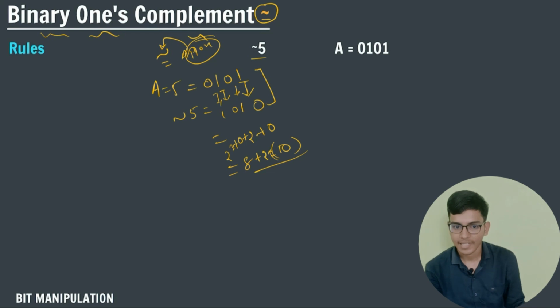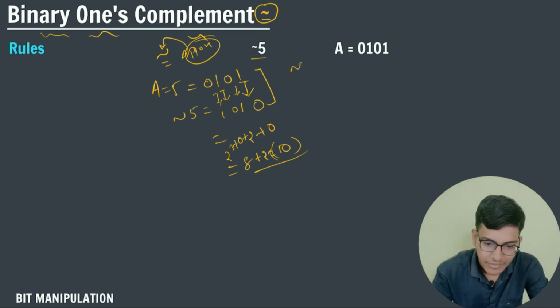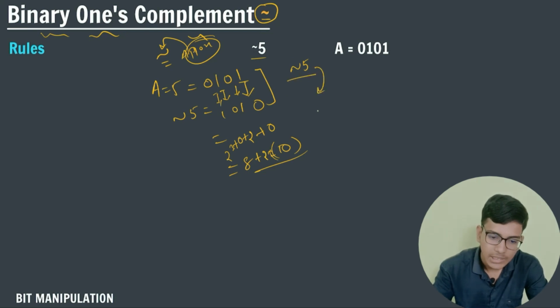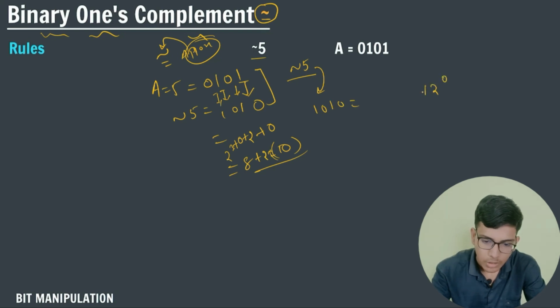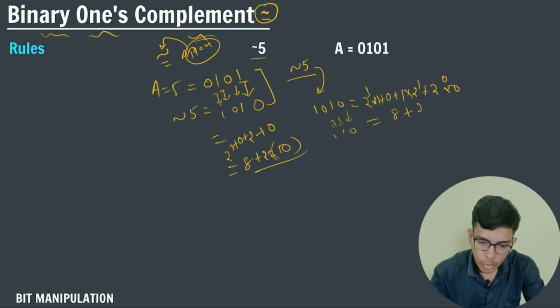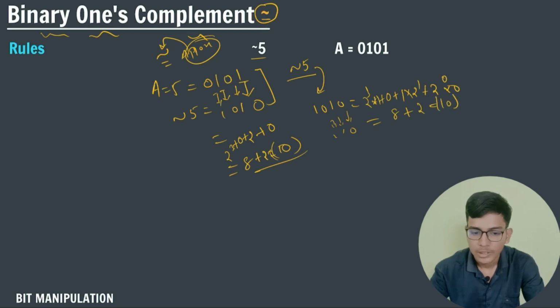Now I want to tell you one thing. We already saw that the ones complement of binary 5 gives me output 1 0 1 0. Let me convert it into decimal: 2 to the power of 0 into 0, plus 2 to the power of 1 into 1, plus 0, plus 2 cubed into 1, right? So this will give me 2 plus 8, so this should give me 10. So binary ones complement should give me 10 as my output.